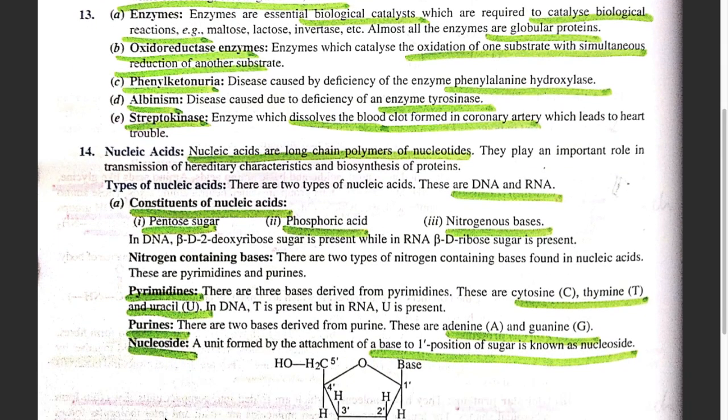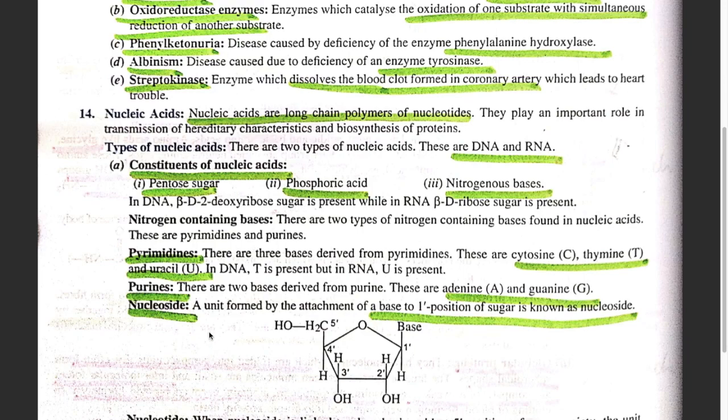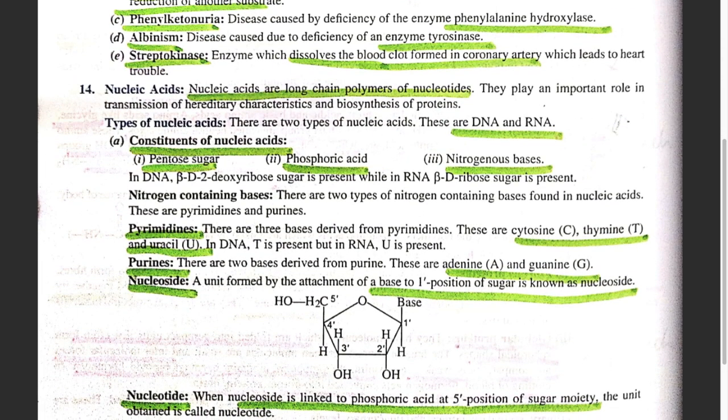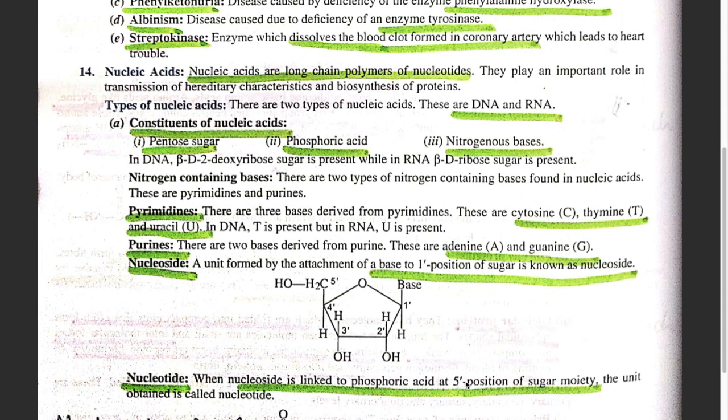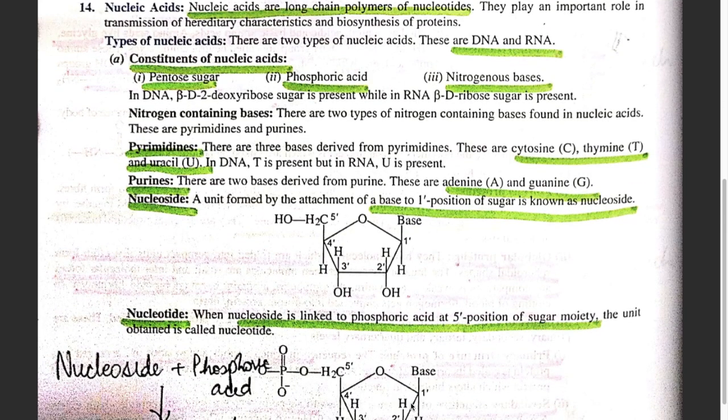Nucleoside. A nucleoside is a component of nucleic acid which is formed by the attachment of the sugar to the nitrogenous base. So a unit formed by attachment of a base to the 1' position of sugar is called a nucleoside. But when phosphoric acid links to a nucleoside at the 5' position of the sugar, it results in the formation of the unit called nucleotide.